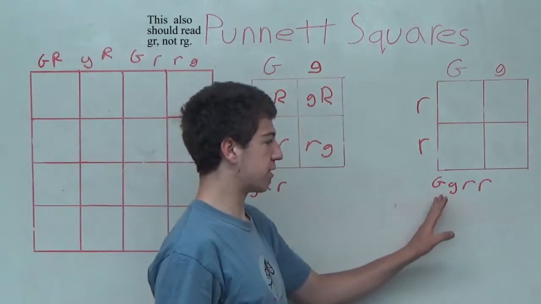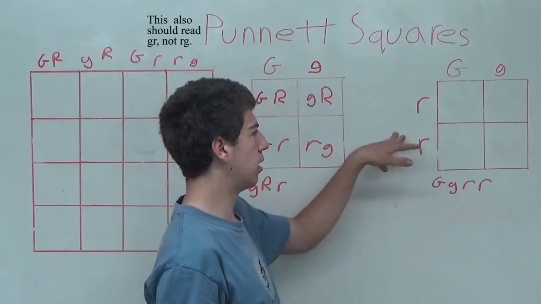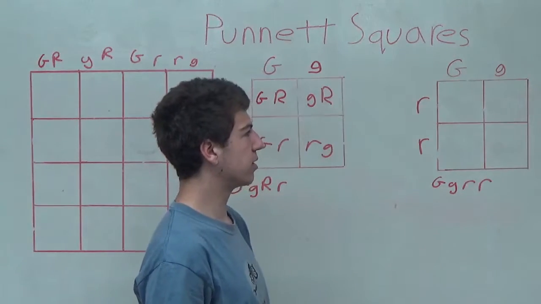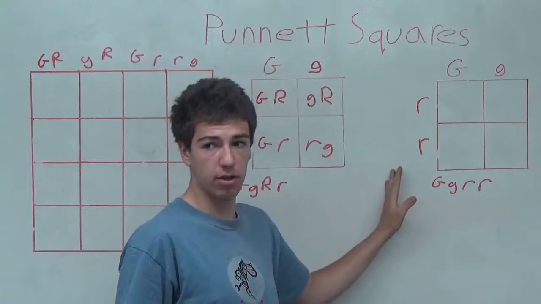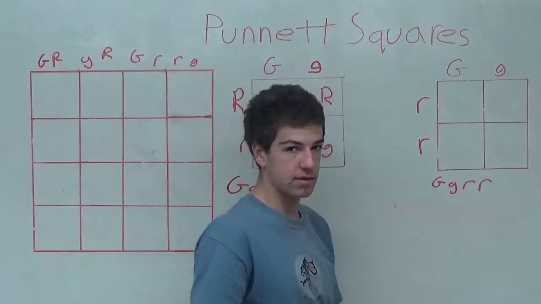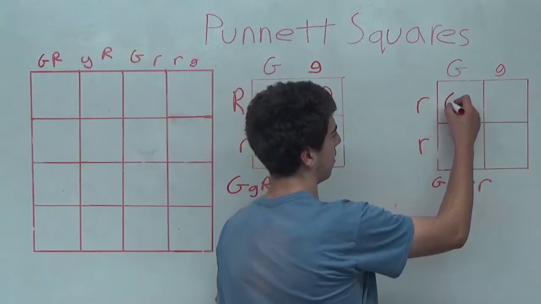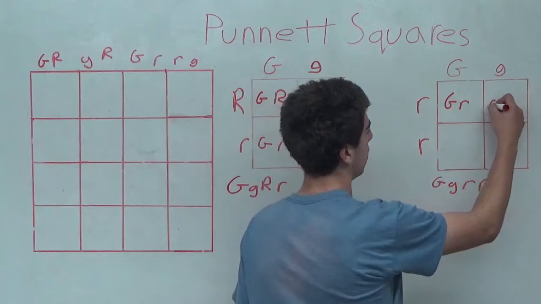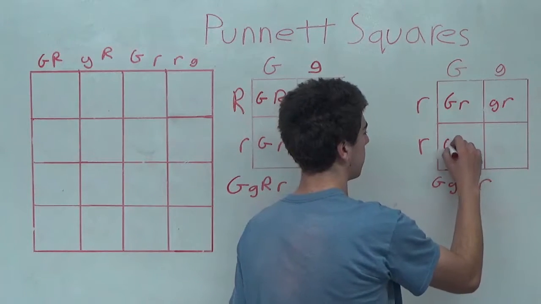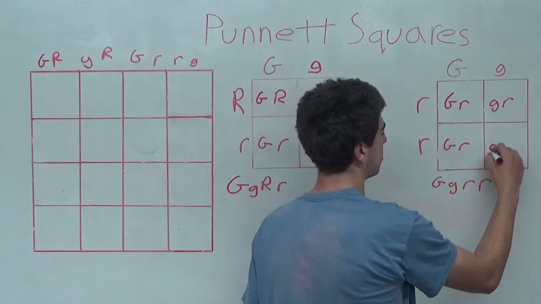So again, we just transferred each allele over into the Punnett square. One side for one trait, the other side for another trait. And now we do it again. Same Punnett squares, rows and columns. Big G, little r, little g, little r, big G, little r, little g, little r.